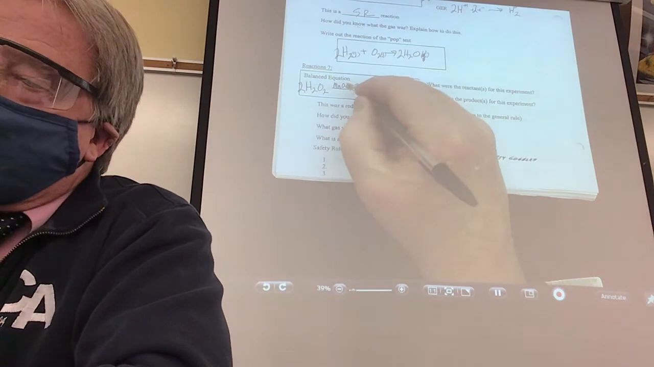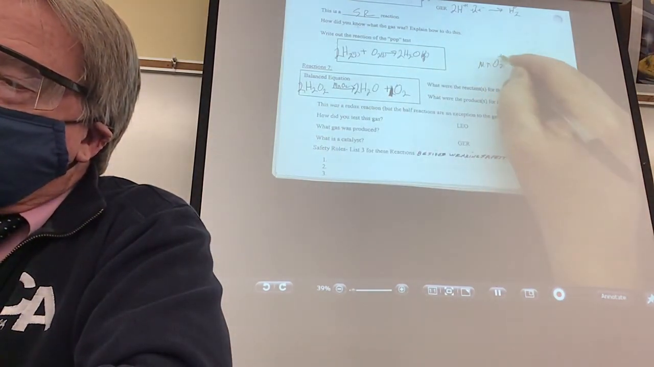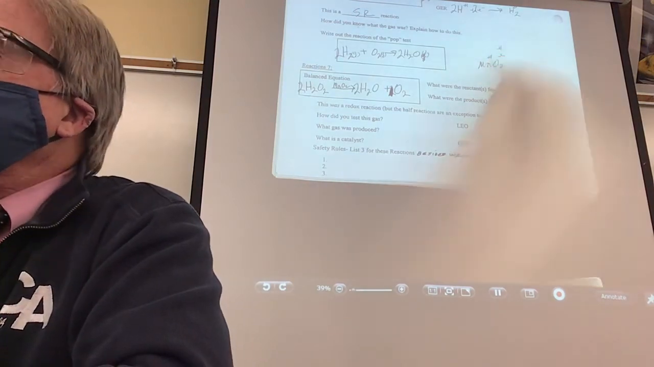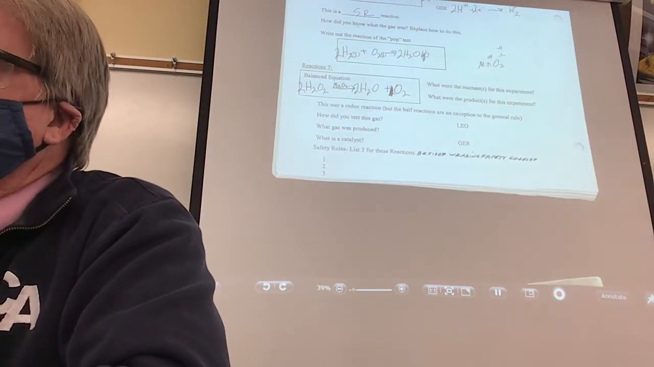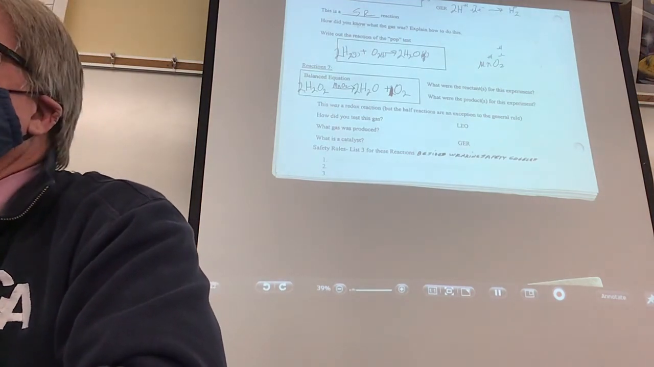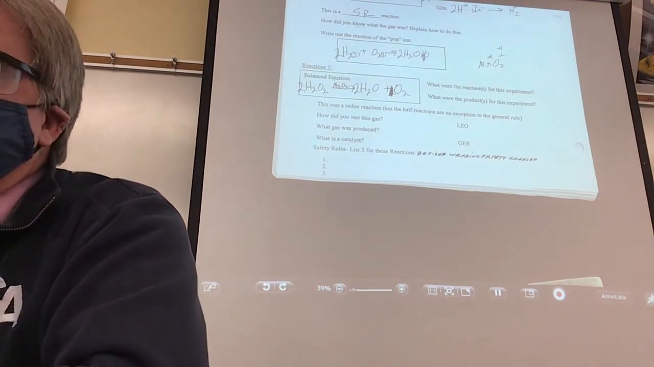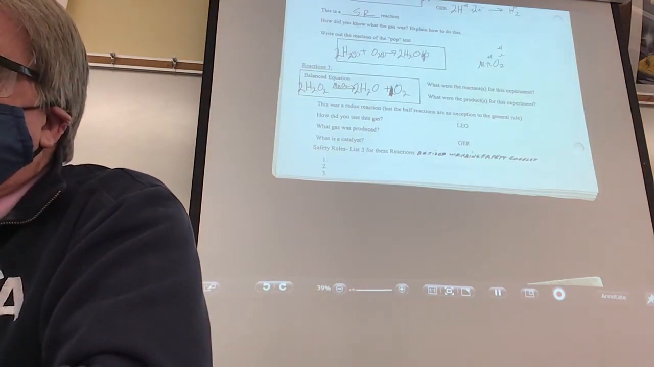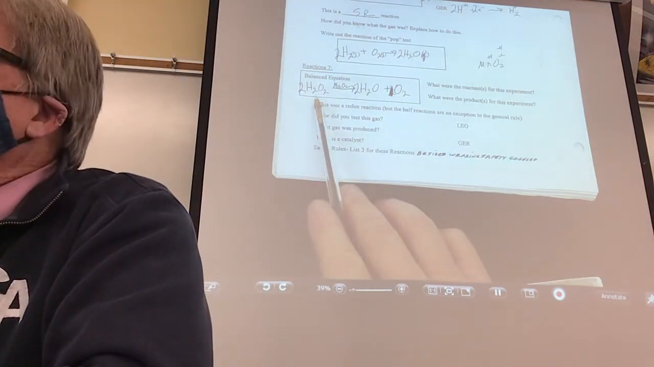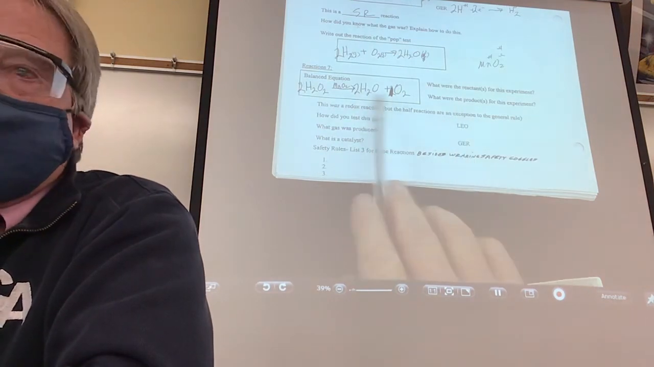Each oxygen is -2, and I have 2 of them. That's -4. What's the other name? Yes, manganese 4 oxide, and the company also called it manganese what? Dioxide. Now, what were the reactants? There's only one. There was only one reactant. What were the products? There they are.